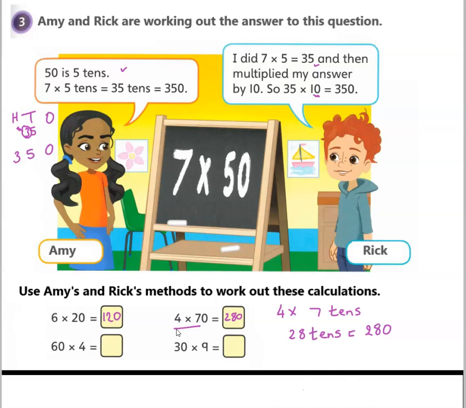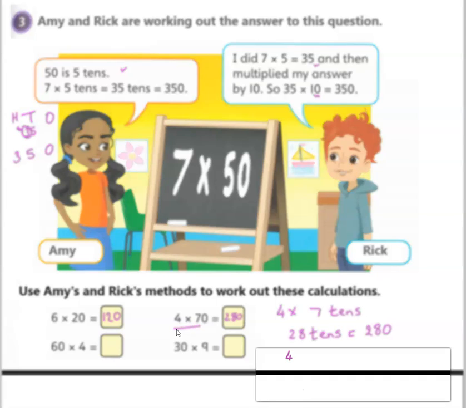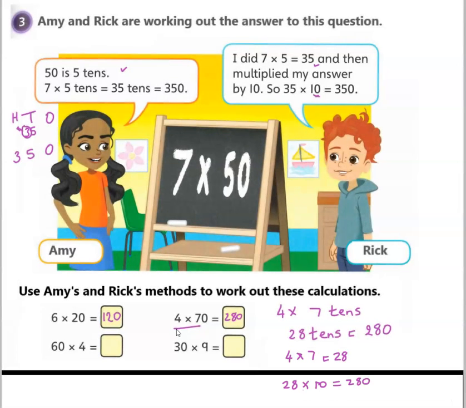Well, let's look at Rick's method. He would have said 4 times 7 is equal to 28. And then he would have got the answer 28 and multiplied that by 10. 28 multiplied by 10 is 280. So the same product, no matter which method you use.